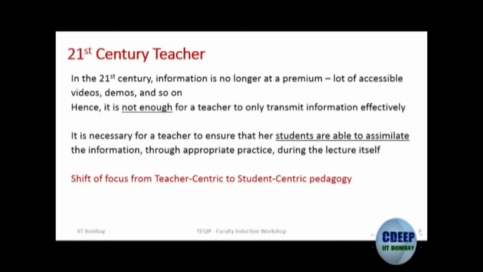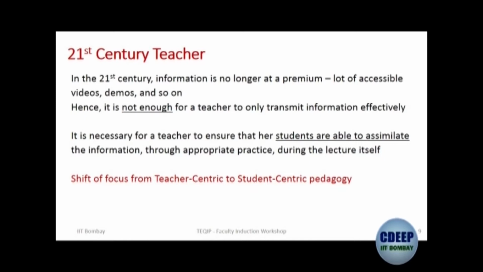So, in the 21st century, the main point is that information is no longer at a premium, right? This is the key takeaway for this entire session. What is active learning? Basically, the idea is that information is no longer at a premium. So the goal is not to only lecture. Lot of accessible videos, demos and other things are there. So it's not enough for a teacher to only transmit information effectively.